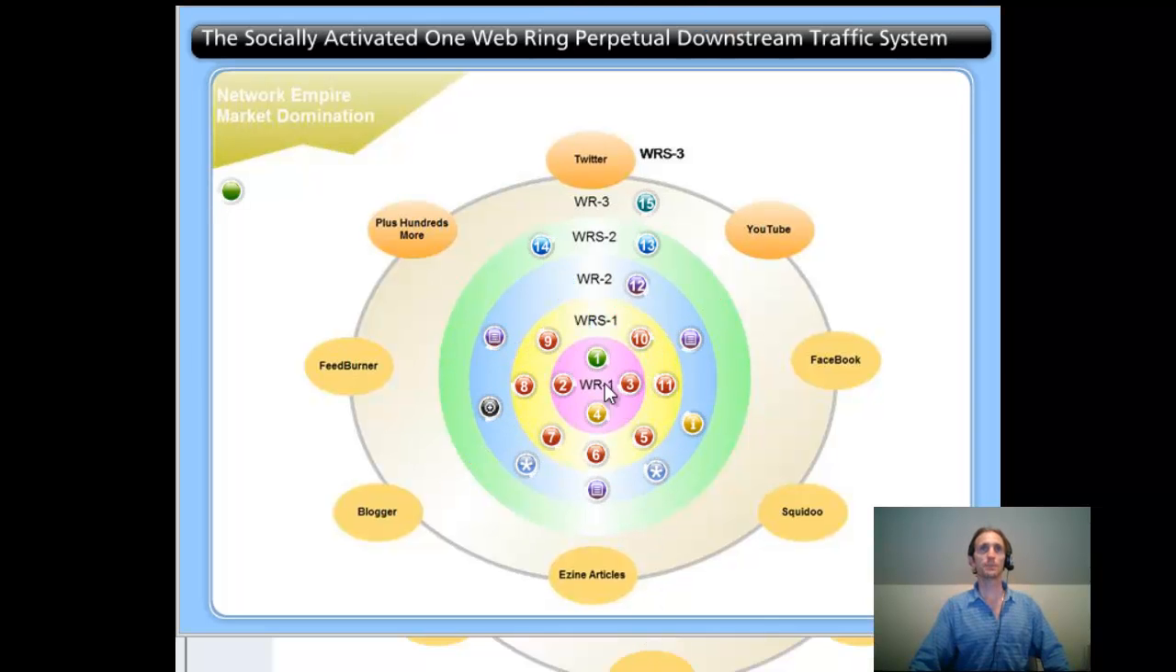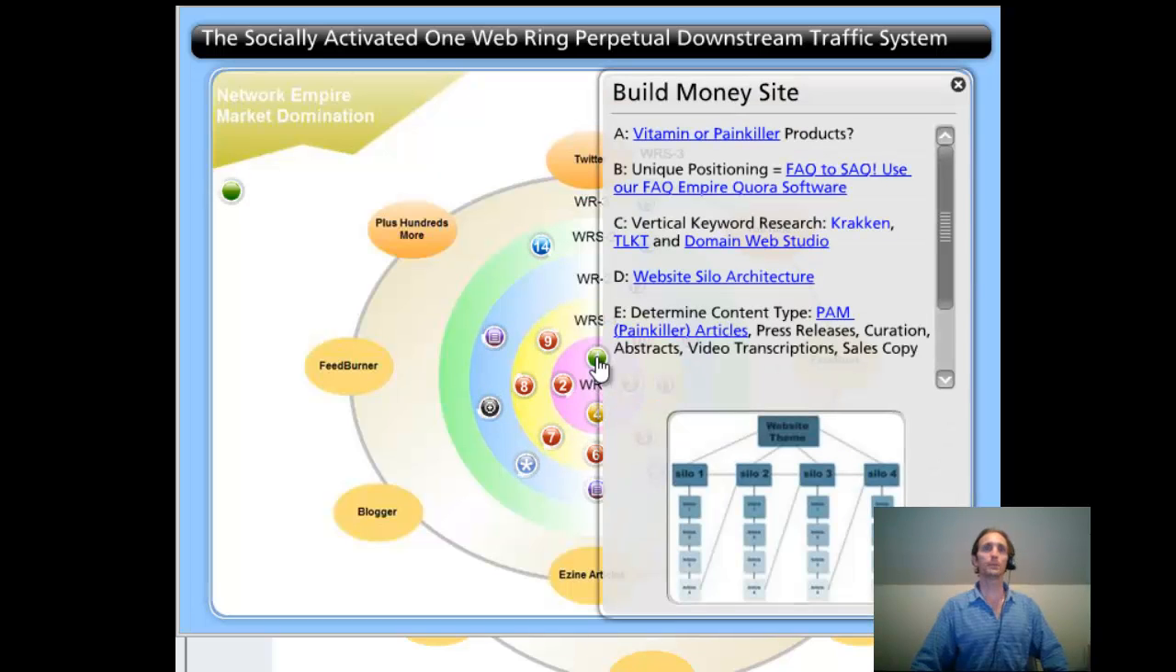And with no further ado, let's just begin at step 1, building your money site. There's two steps that I want to emphasize to you that we built, and we spent a lot of time building them, to preempt or prepare you for the incredible suite of tools that we have to offer. These suite of tools include Kraken, as you can see in line C, the last keyword tool, and Domain Web Studio. All of these are being brought together in a single application called Network Empire, and there's almost nothing out there that even comes close to this.